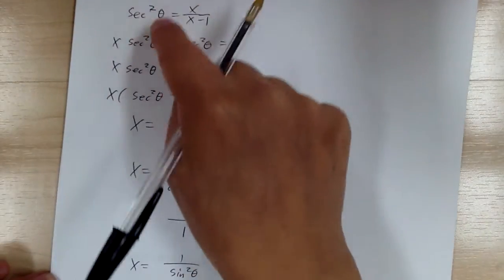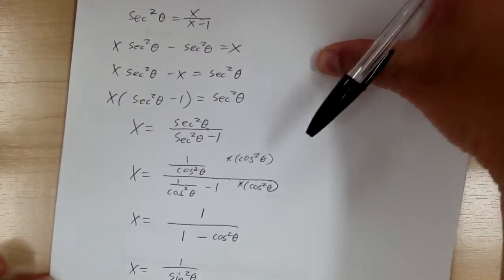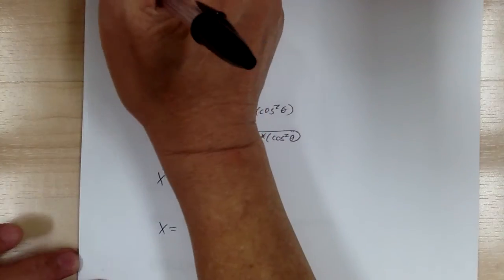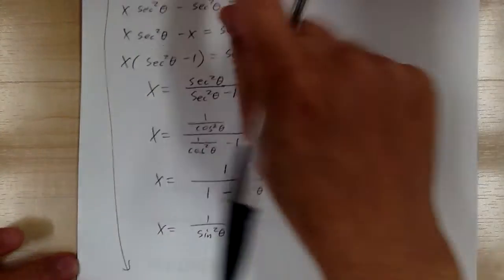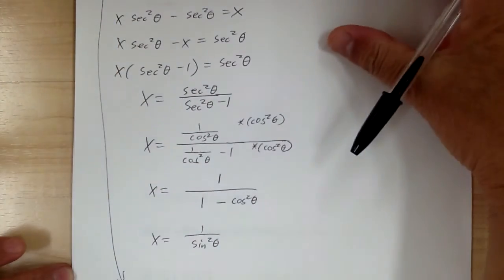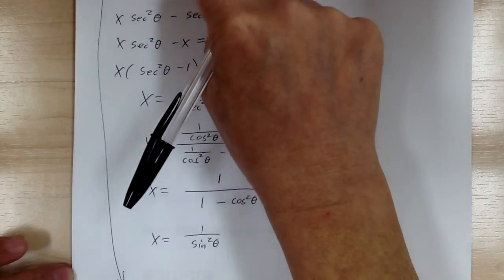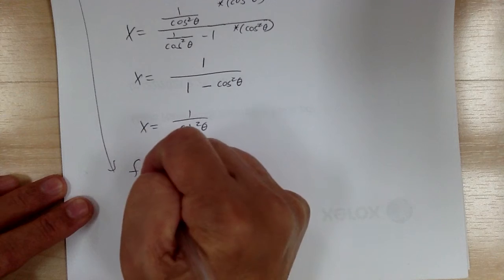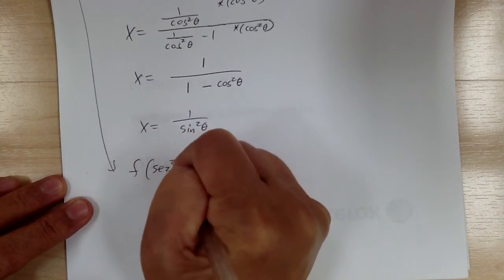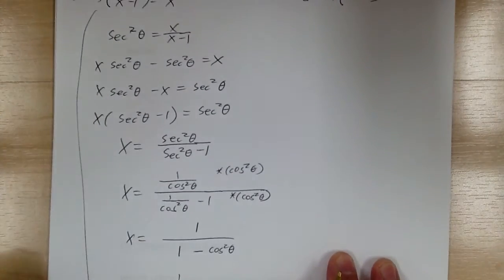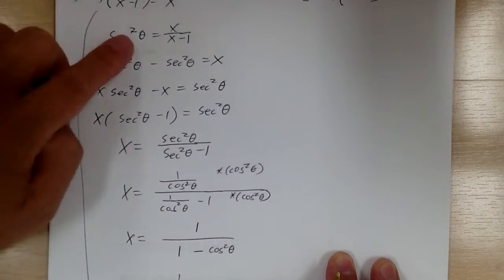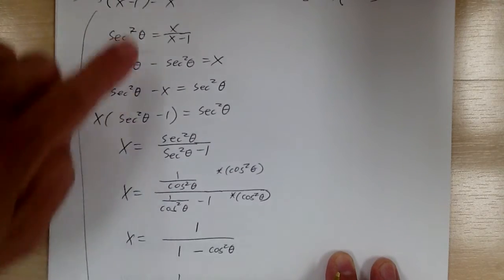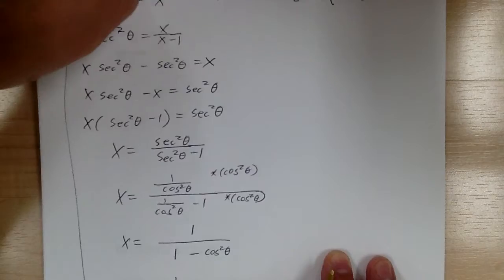Okay, so these two are equal. Now we can put this in here. So again, these two are equivalent, but we're looking for x, so we can see what's on this side. So we have f of secant squared theta. Again, these two are equal, we set it equal so we can substitute. And once we find x, we can put it in here.